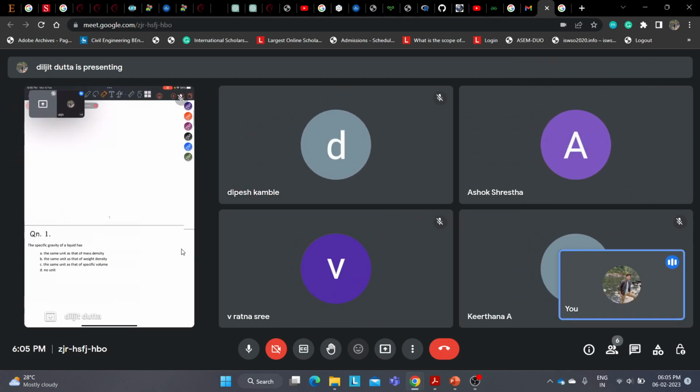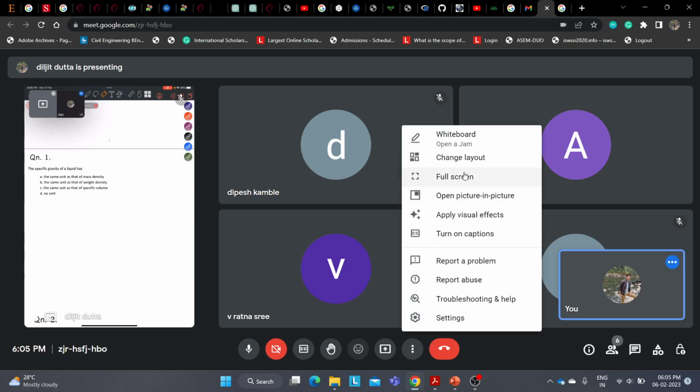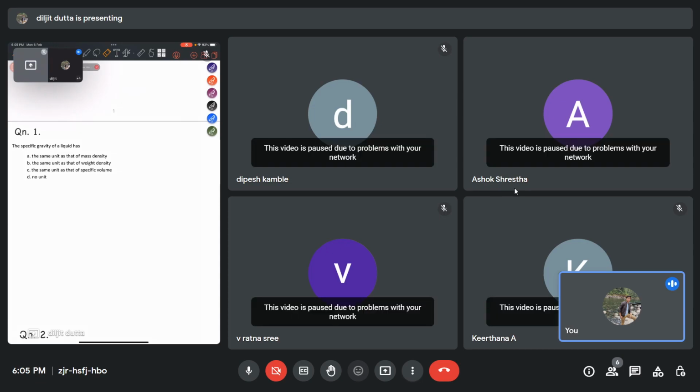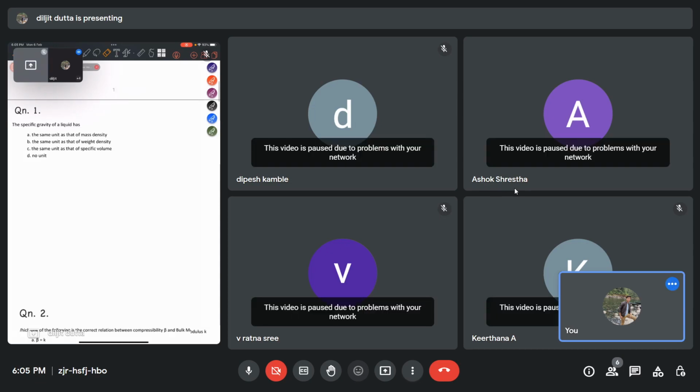So first of all, I hope you guys are taught about specific gravity, mass density, specific volume. What are these concepts? These concepts are being taught, I think. I will just full screen. Okay, I hope these concepts are taught. So based on these concepts only, the first question is based on the specific gravity of a liquid. There are three main definitions.